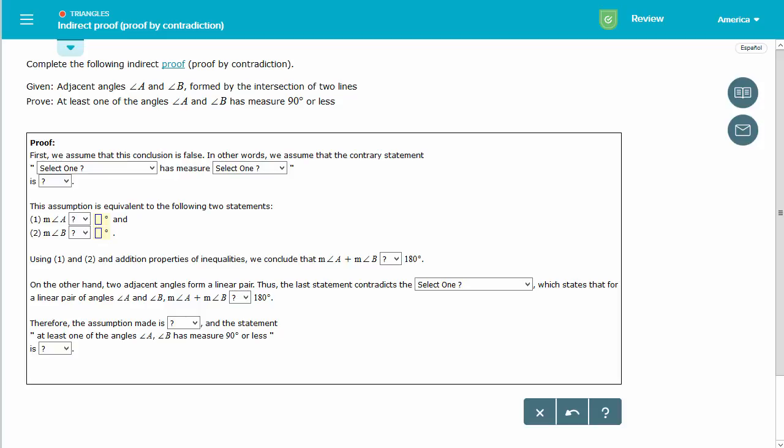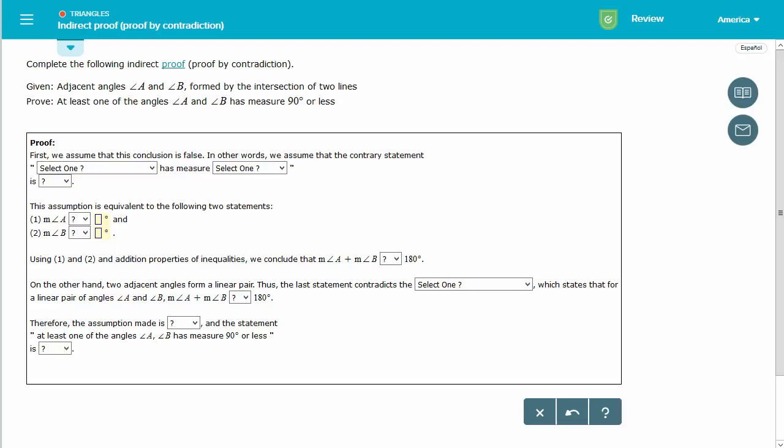So far, the proofs that we've seen have all been direct proofs. Statement 1 implies statement 2. Statement 2 implies statement 3. Therefore, if we know statement 1 is true, statement 3 must also be true.